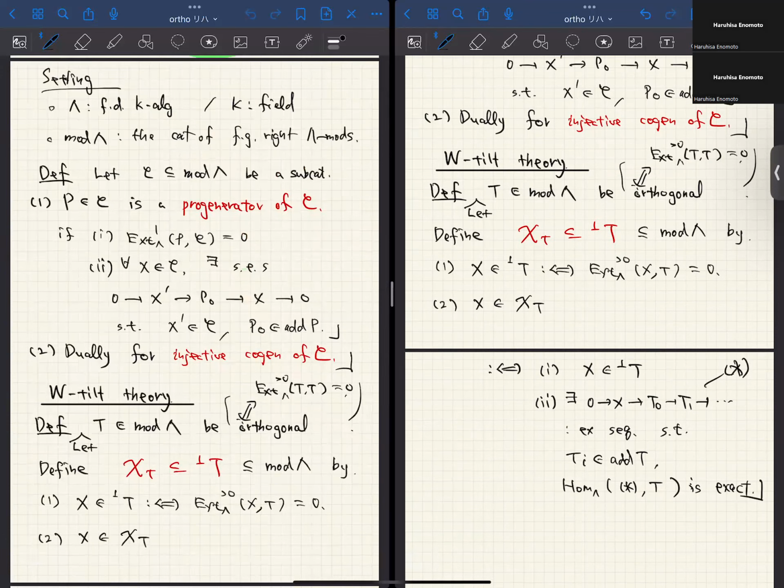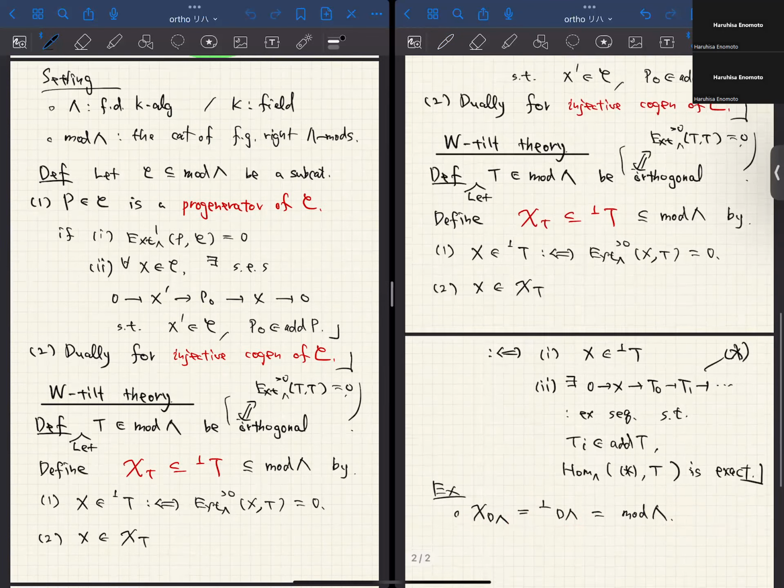And so I will explain examples of these two subcategories. So first, a trivial example we should mention is the case of an injective cogenerator. Then these subcategories coincide, and this is mod lambda. This is because lambda is injective, so any extension group from X to lambda vanishes for every module X. And this is also mod lambda because every object has an injective co-resolution. So this is a classical case.